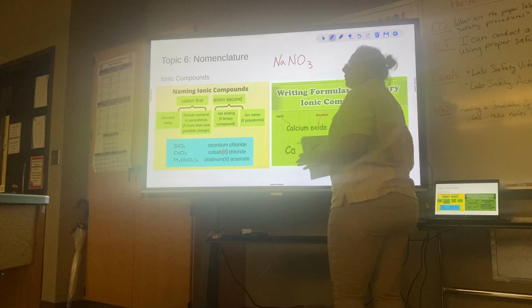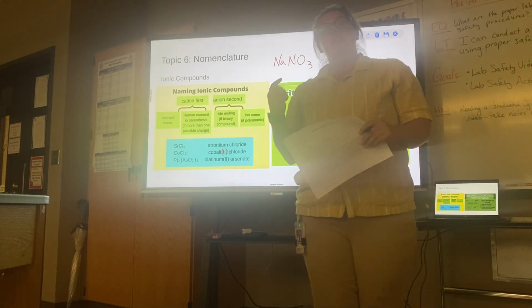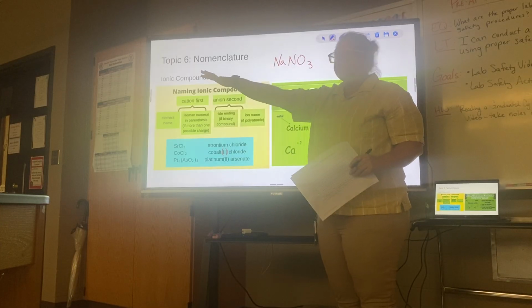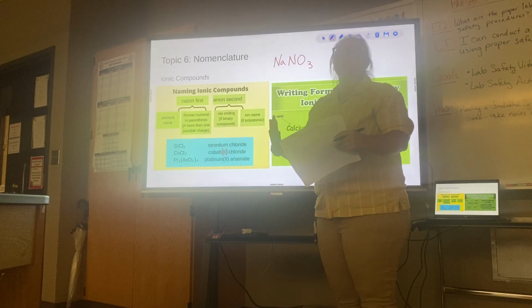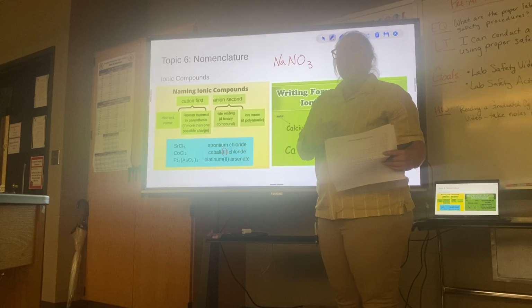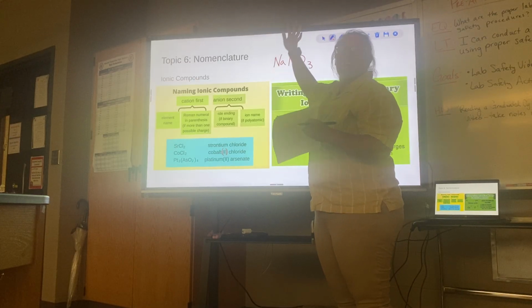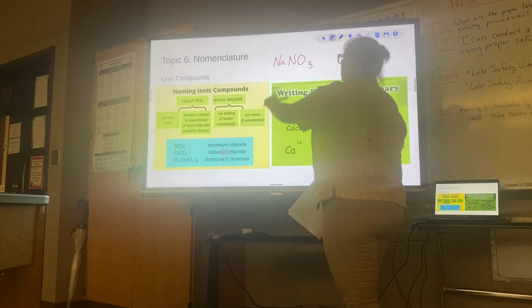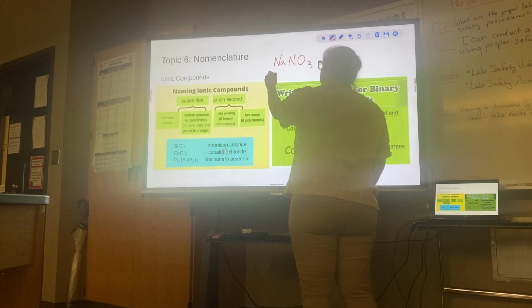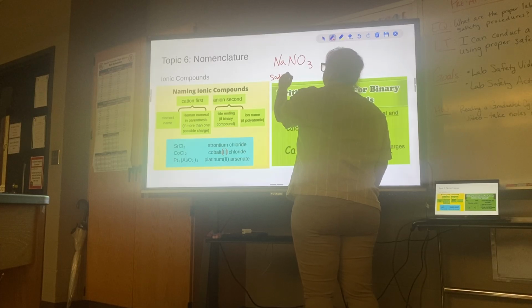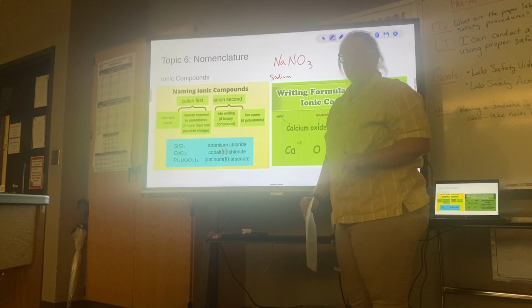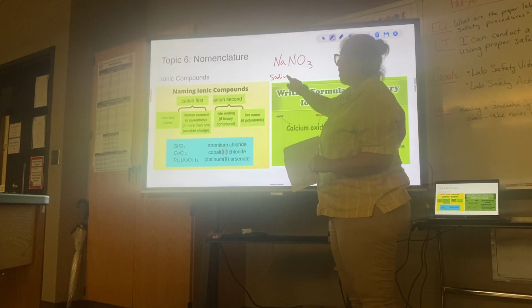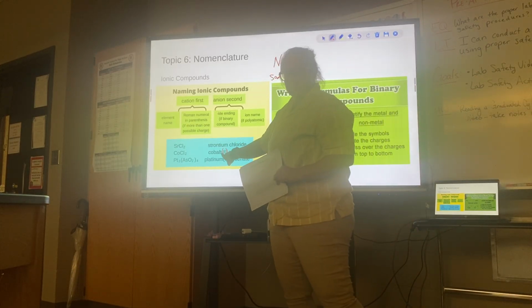NaNO3. First of all, how do I know this is an ionic compound? Na is a metal. NO3 is a combination of nonmetals. So therefore, this is an ionic compound. What do we do for ionic compounds? We give the name of the cation. So this is sodium. We check to see if it's a transition metal. It is not a transition metal, so we do not have to use those parentheses.